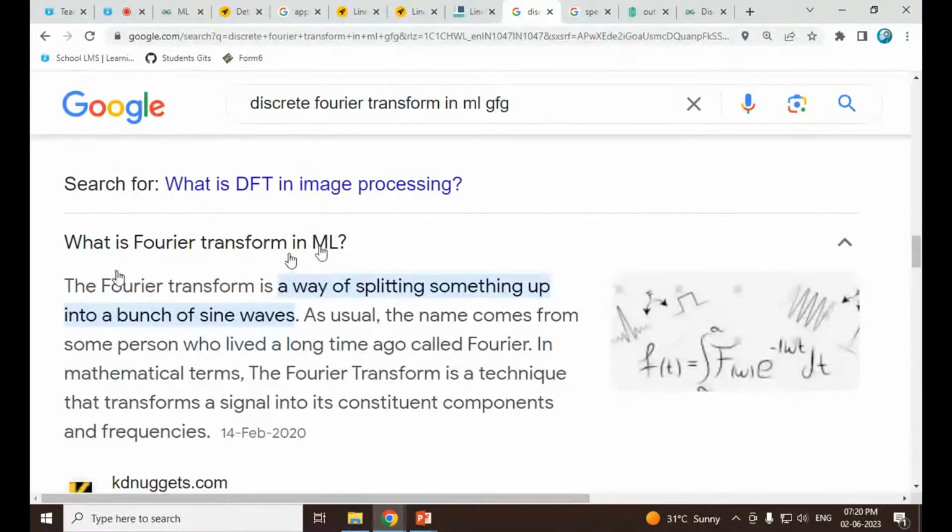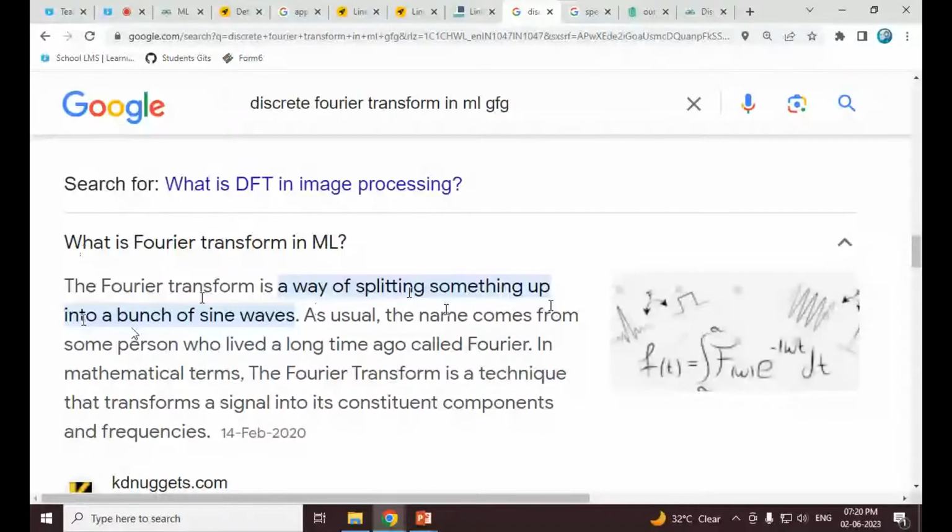What is Fourier transform in machine learning? The Fourier transform is a way of splitting something up into a bunch of sine waves. What does it mean? It's a way of splitting. That means I can handle splitting something up into a bunch of sine waves, and I can produce it. So that's how your Fourier transform will help you in manipulating the media that you are sending. We are talking in terms of machine learning as well as AI.